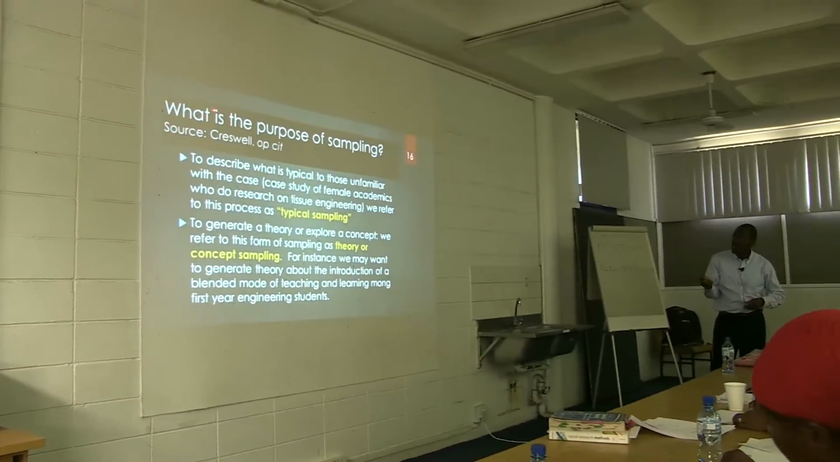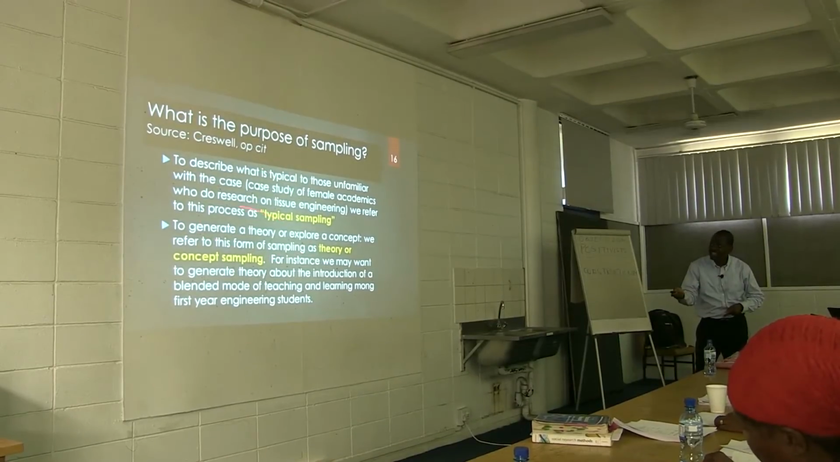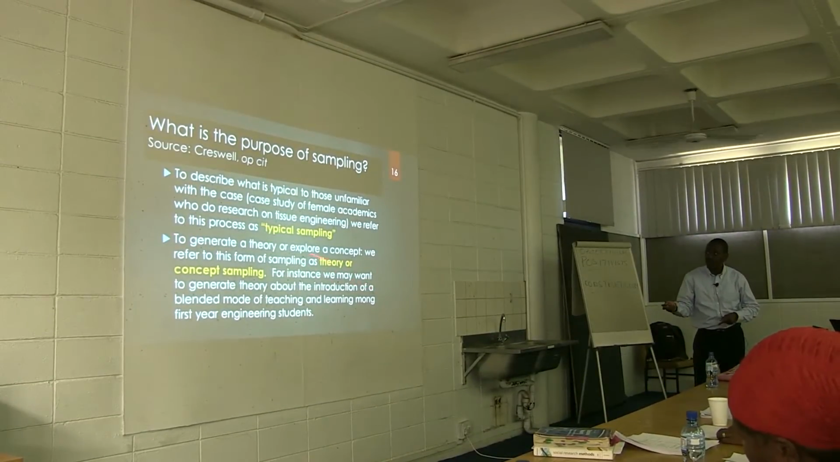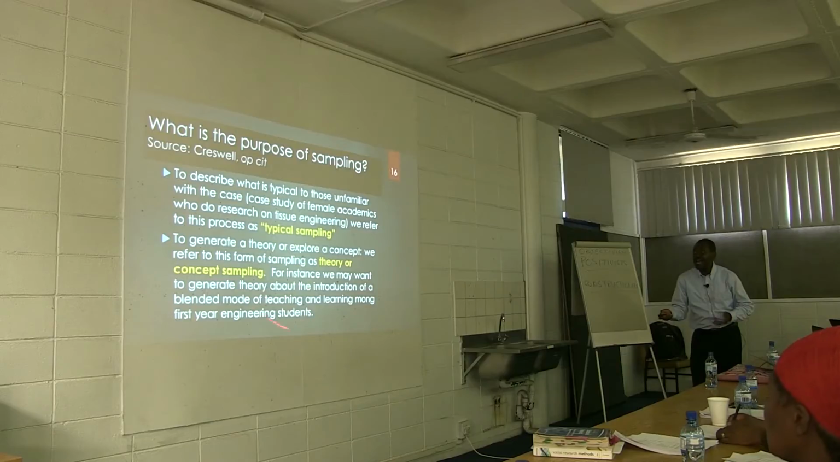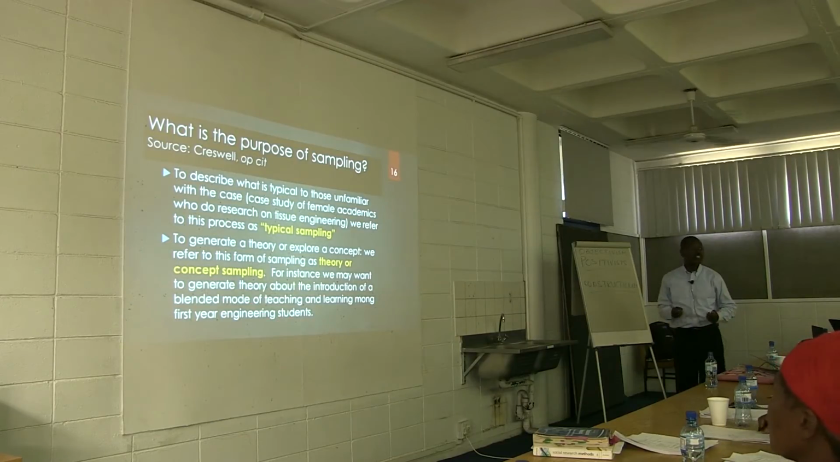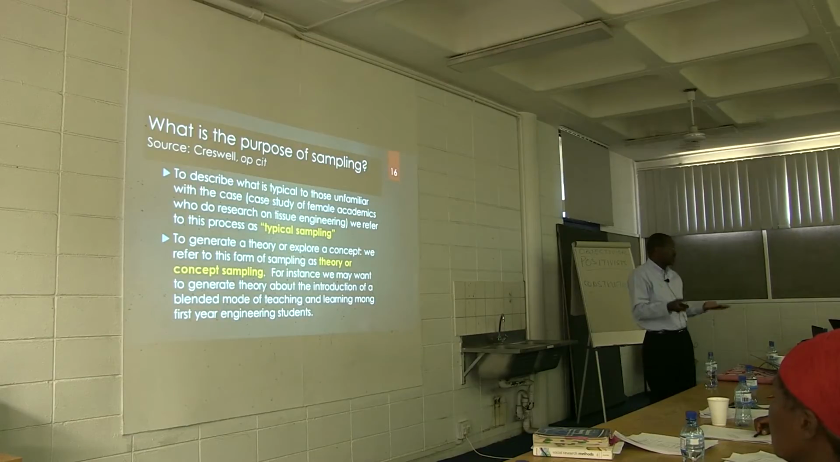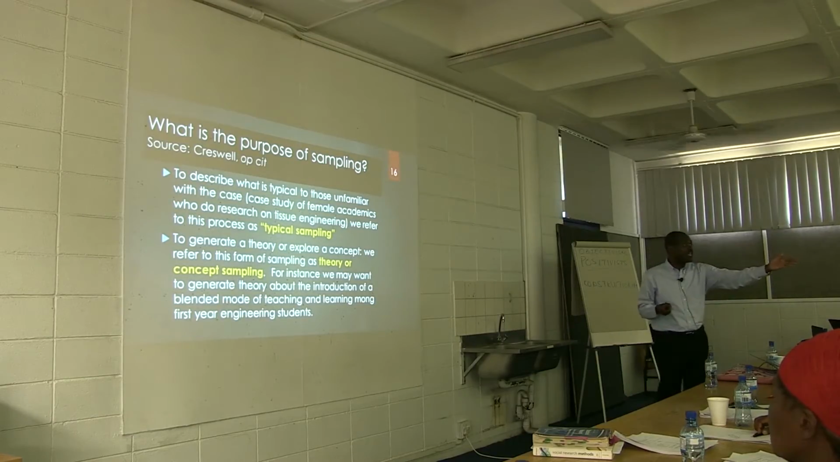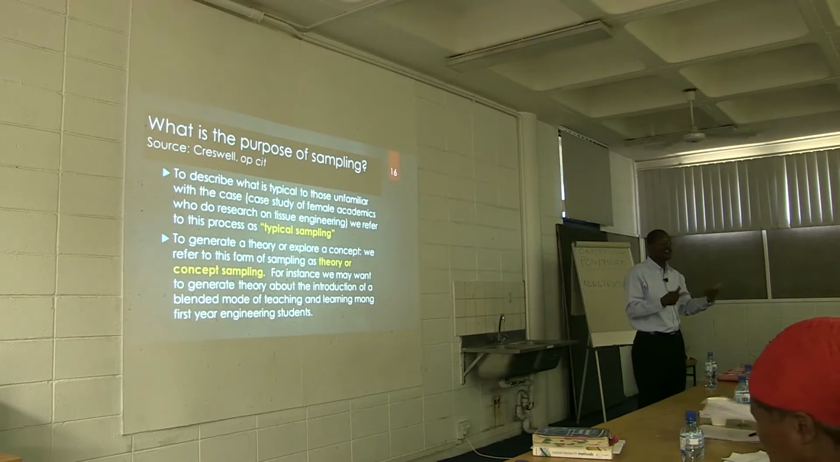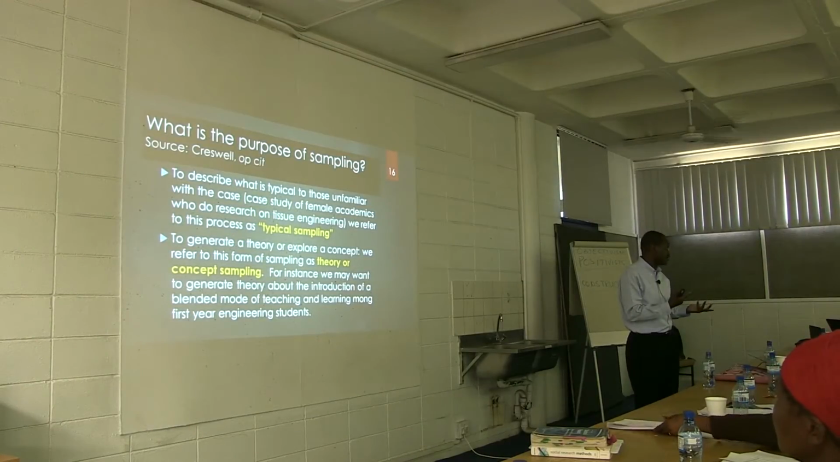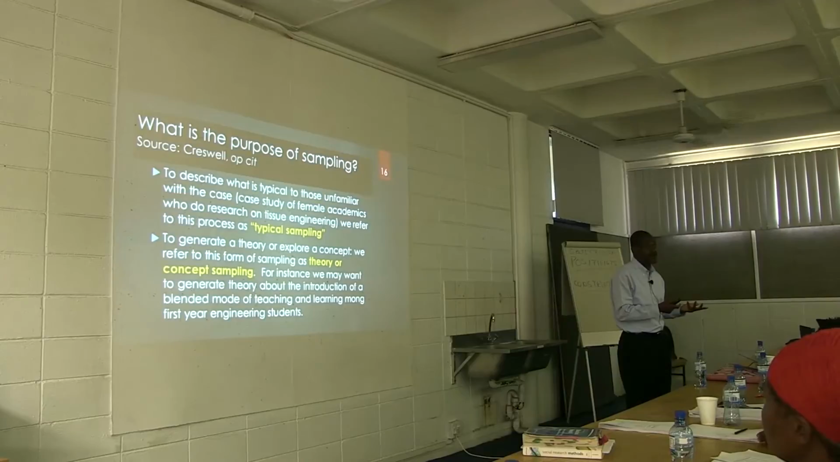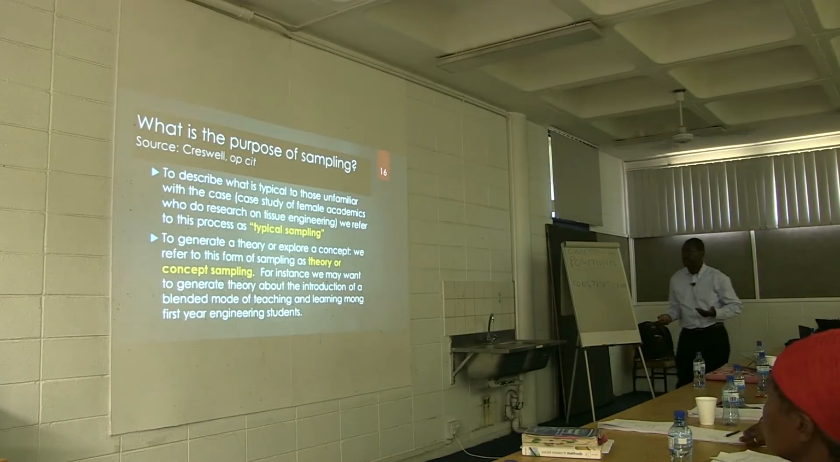But I really want to go back to this. What is the purpose of sampling? To generate a theory or explore a concept. We refer to this form of sampling as theory or concept sampling. For instance, we may want to generate a theory about the introduction of a blended mode of teaching and learning among first-year engineering students at the VUT. We want to develop a theory of that, okay? Or my colleague in HR, he may want to develop a theory of individual performance management systems in the VUT or in higher education. You may want to develop a theory in that area. Okay, are we together, colleagues? So we step out of this.